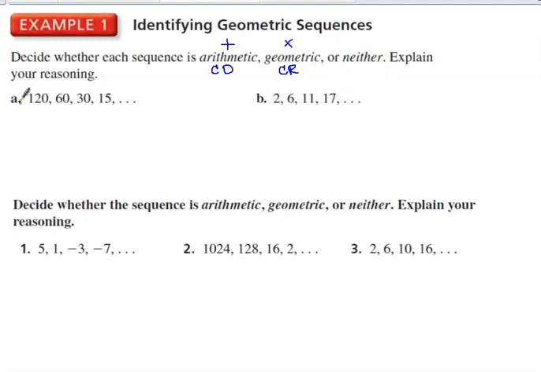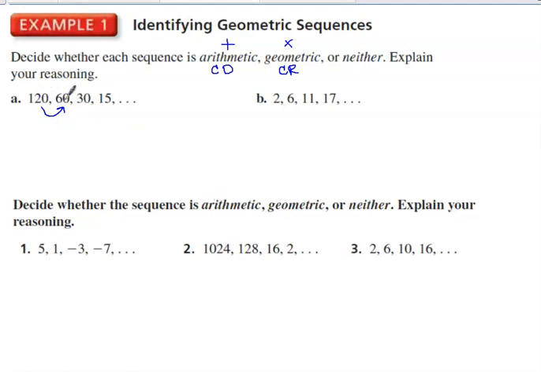In A, if it is arithmetic, I would need to add a number to get from 120 to 60. Since we're getting smaller, that number needs to be negative, and it would be -60. From 60 to 30, if this is arithmetic, I would have to add a -60 again. But when I do that, I wouldn't get to 30. I would get to 0. So this can't be arithmetic. I am not adding the -60 to get from one number to the next. So let's try geometric.